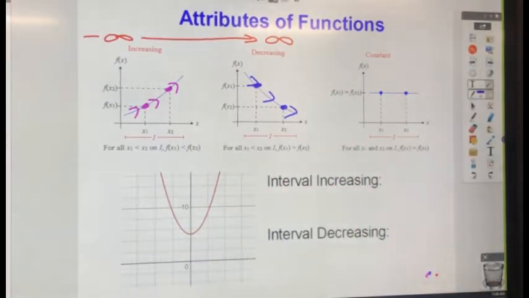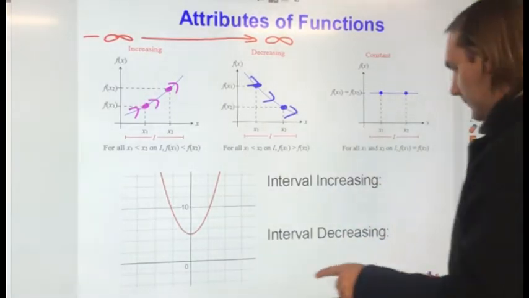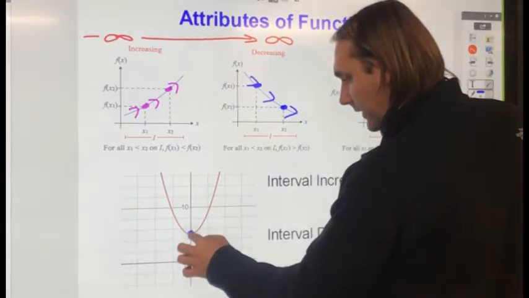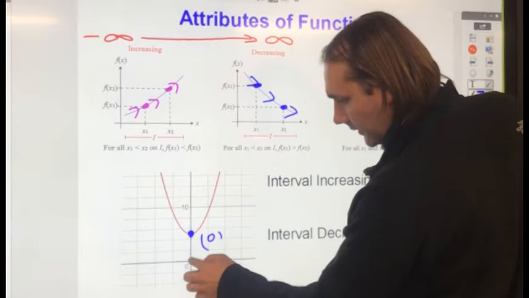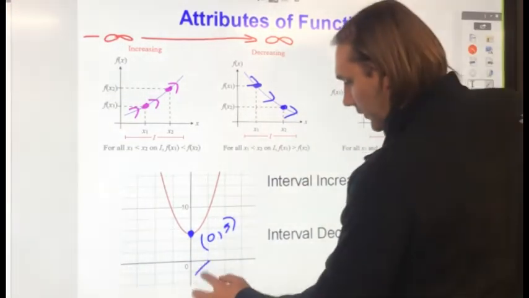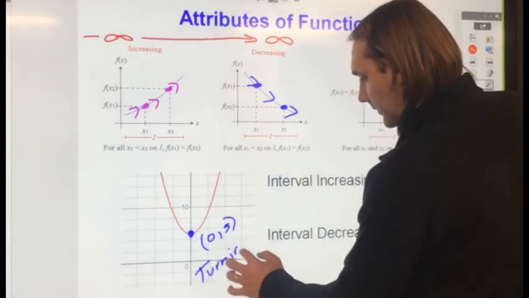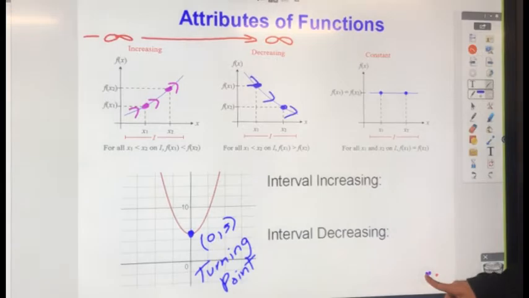Tell me, what is the point where my graph changes from increasing to decreasing? 0, right? 0 right here. As far as the x is concerned, it's 0. But the actual coordinate is (0, 5). Sure, we'll go with 5. That is my turning point, if you can remember from Algebra 2. My point where my graph is going to change in its intervals.